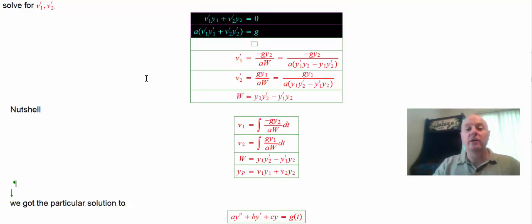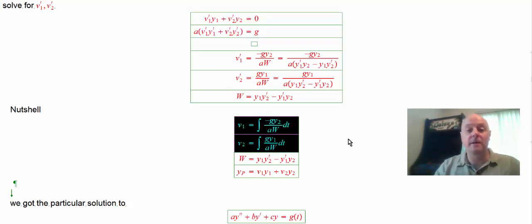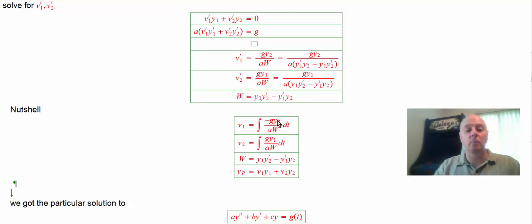Some instructors, or some books, some courses, you memorize these two equations and then solve them every time. This course, the one you're in, instead of memorizing two equations and solving them, since you're going to memorize stuff anyway, let's just memorize the pre-solved formulas. There is a pattern. The V1 has a y2 on top, the V2 has a y1 on top. They're both G on the top and A W on the bottom. The W is the Wronskian. We know that's not 0.